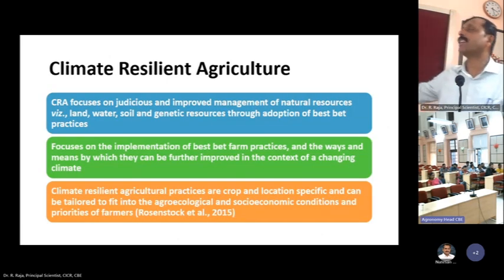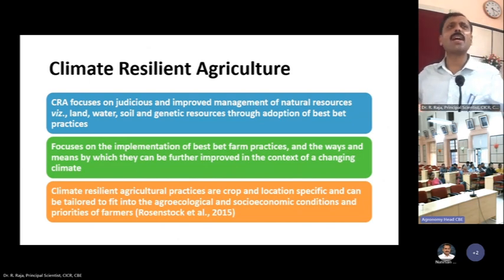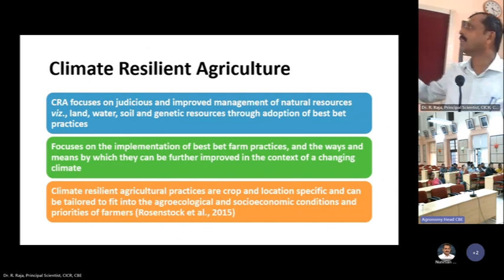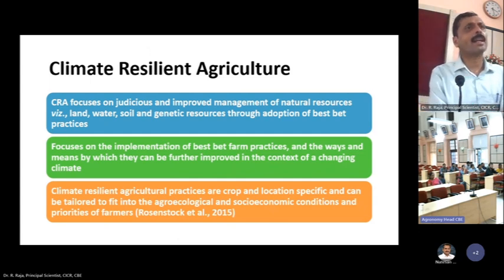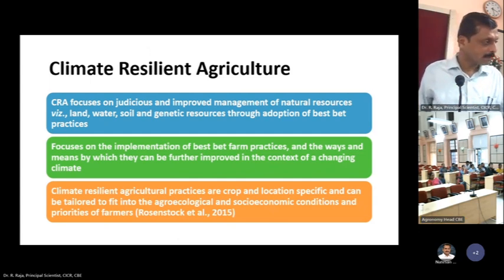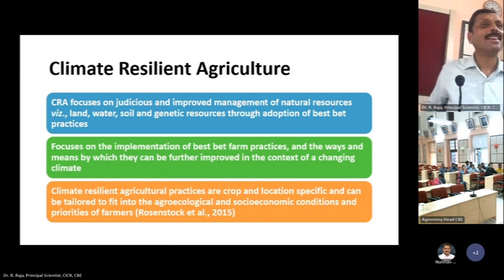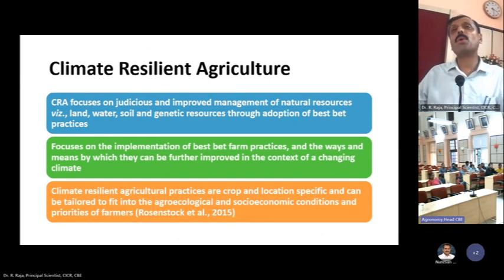So it focuses on judicious and improved management of natural resources, both soil, land, water, all those things, and focuses on implementation of best technologies, meaning best farming practices. We are calling it by many names, integrated crop management strategies, and so on. So many names they are giving, but the aim is to have the best one, which is more resilient as well as more productive.